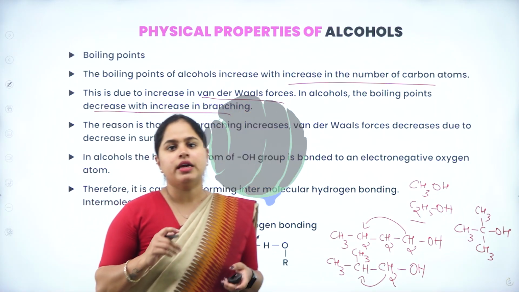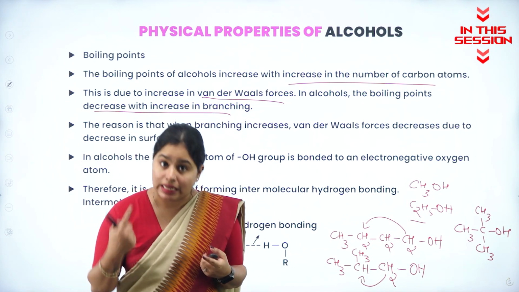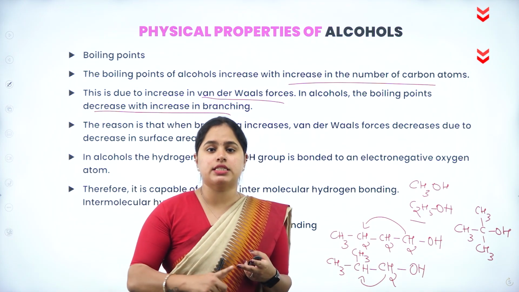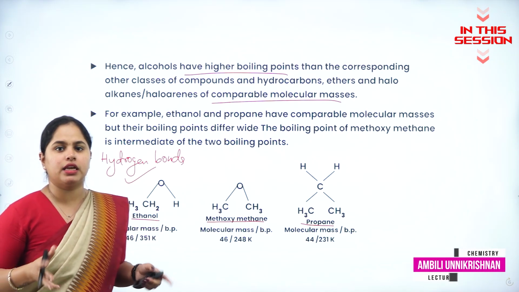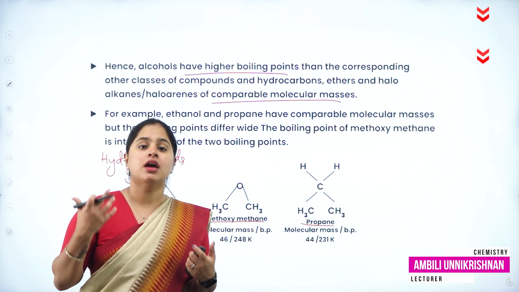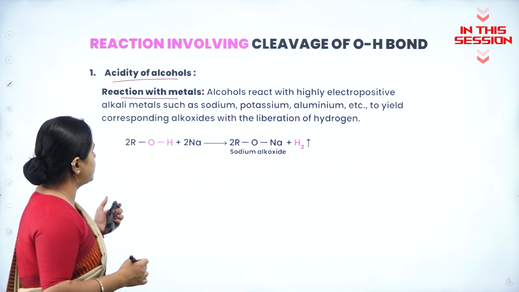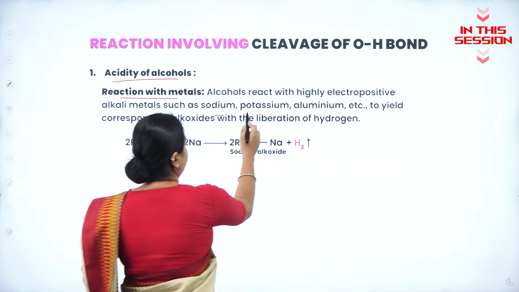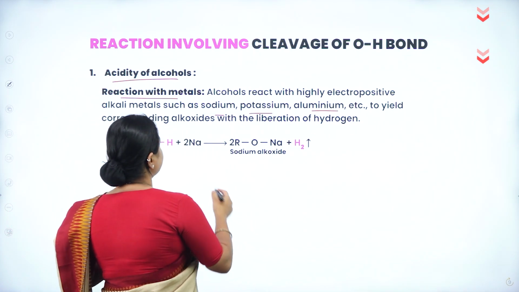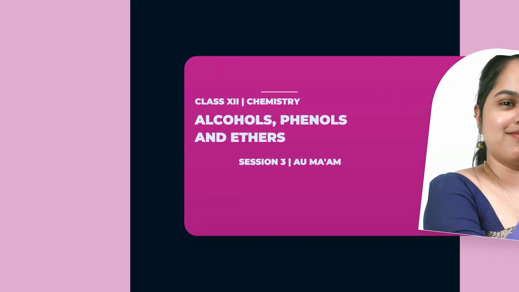What you have to remember, under boiling point: when the number of carbon atoms increases, the boiling point increases, and when the branching increases, the boiling point decreases. For comparable masses, if we are taking alcohols, alkanes, hydrocarbons and ethers, what happens? Alcohols have the highest boiling point due to the presence of hydrogen bonding. Alcohols react with highly electropositive alkali metals such as sodium, potassium, aluminium, etc. to yield the corresponding alkoxides with the liberation of hydrogen.